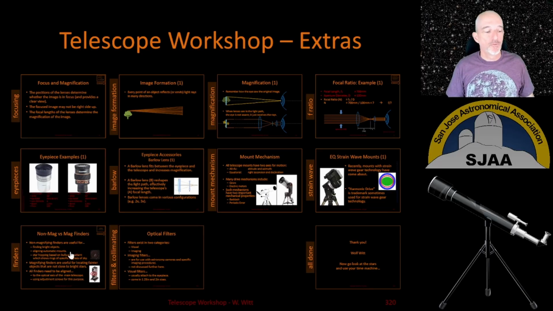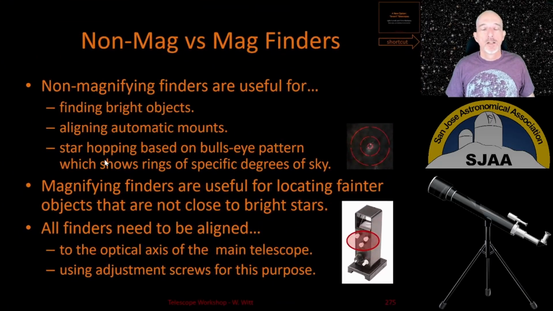Let's jump to finders. Just to refresh, we talked about magnifying and non-magnifying finders on Sunday. Non-magnifying finders are useful for finding bright objects because the non-magnifying finder projects these circles onto the sky. If you just put that bright object in the center, it's super easy, and then you'll have it in the center of the telescope, and you're good to go.